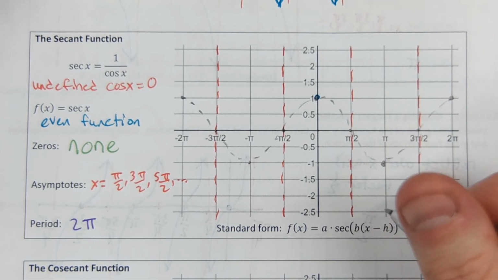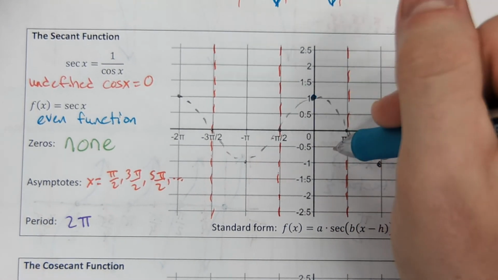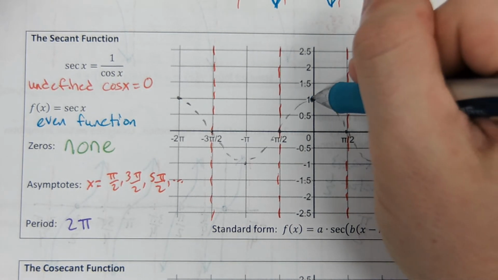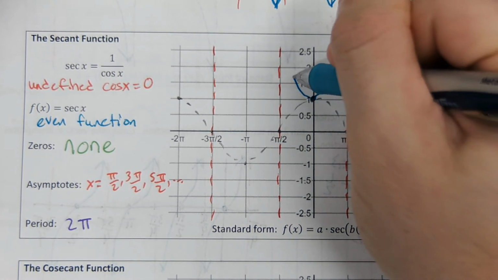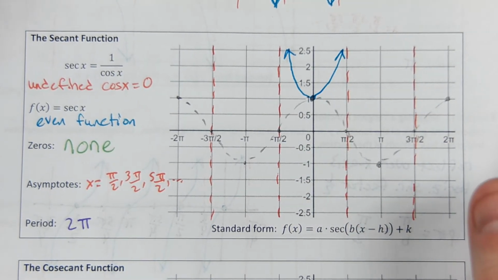What I'm getting at here is it's the exact same shape, but it has to go up instead of down. And I have to get infinitely close to these guys. So you basically take this bell shape and turn it upside down.